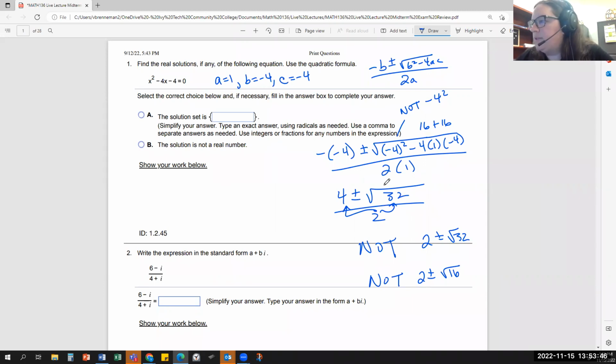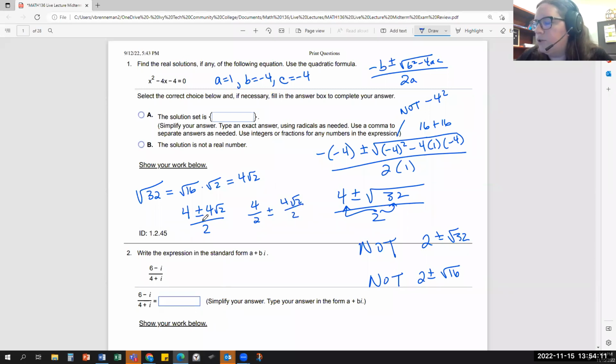So I would start by simplifying the square root of 32. Well, 32 is 16 times 2. So that's square root of 16 times square root of 2. Square root of 16 is 4. So 4 square root of 2. So then we have 4 plus or minus 4 square root of 2 over 2. It might be helpful to actually write it out as a separate step, 4 over 2 plus or minus 4 square root of 2 over 2, and again, keep in mind the 2 has to simplify with both terms. So that ends up being 2 plus or minus 2 square root of 2.